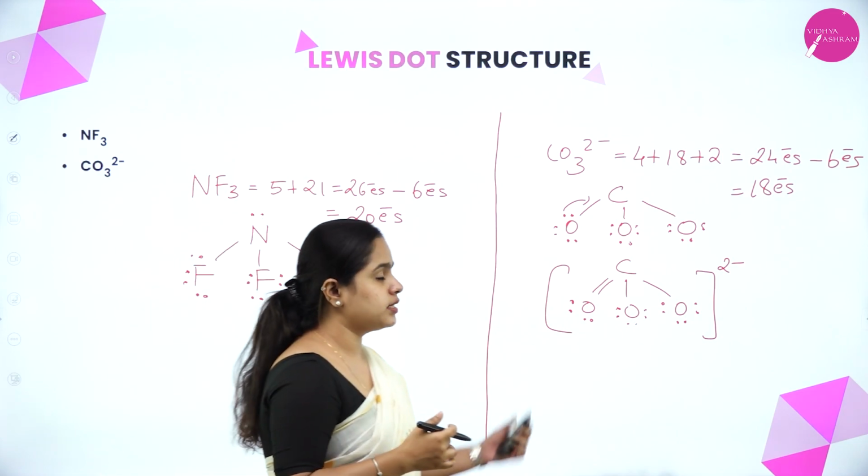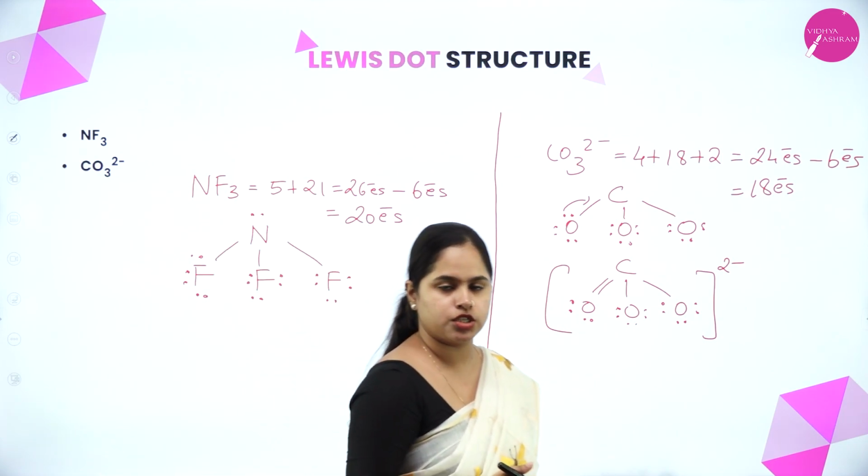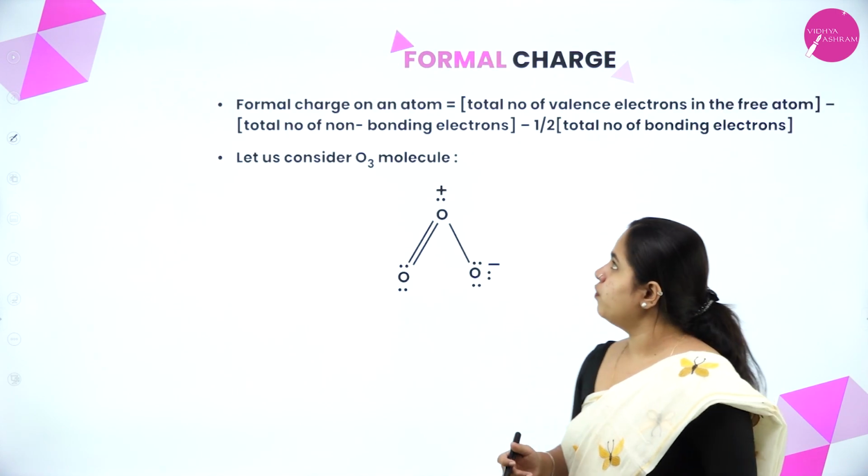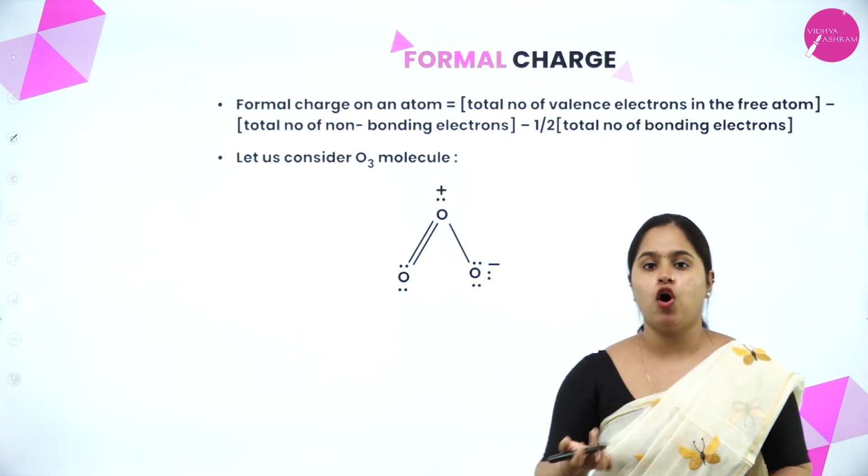Now this is about the Lewis dot structure. Now moving on to the next part, that is formal charge.